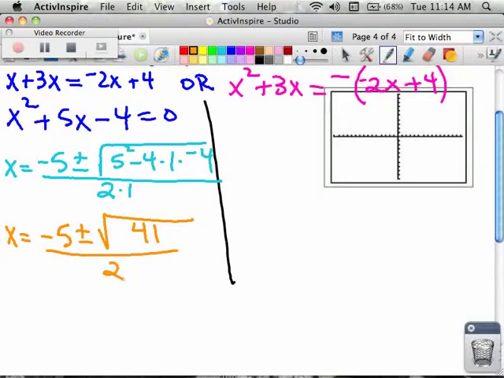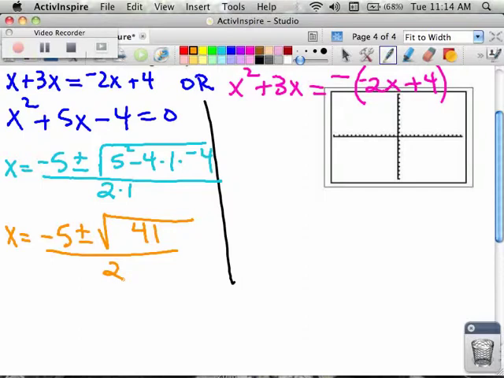There are two answers being represented here. There's the -5 plus radical 41, and then there's the -5 minus the radical 41, all over 2. There's both. So that's for the blue.